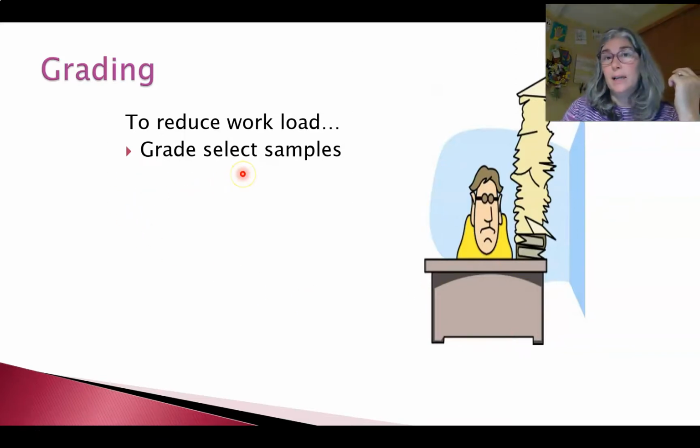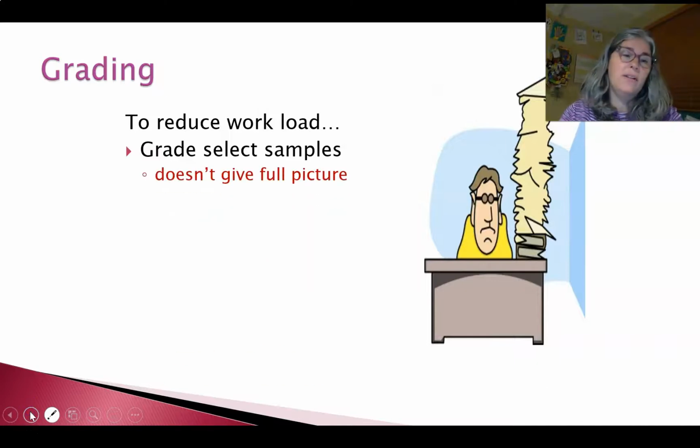So grade select samples. So rather than grading every single homework, all 150 of them, maybe you do every other one. Or maybe you do 1/4 of each class. Okay, so you do a select sampling, a random sampling of each one. Now, obviously, then you'd have to determine how you're going to handle that, if that is a grade in the grade book or what you're going to do. But that still doesn't give you the full picture. You still don't see how the whole class is doing.